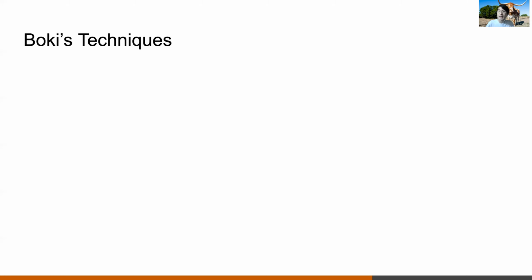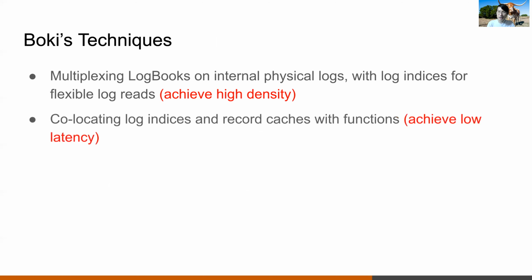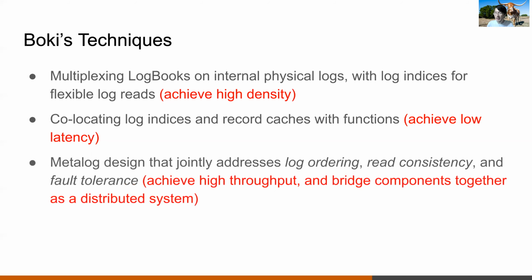Boki's design includes novel techniques to address these new challenges. Boki uses multiplexing to achieve high density. Many logbooks are multiplexed over a fixed number of internal physical shared logs. And Boki builds log indexes of these physical logs to allow flexible logbook reads. For low latency, Boki co-locates the log index with functions and builds record caches on the functions as well. Finally, Boki has an interesting Metalog design that jointly addresses log ordering with high throughput, and read consistency given index and caches. Most importantly, the Metalog bridges different Boki components together as a fault-tolerant distributed system.